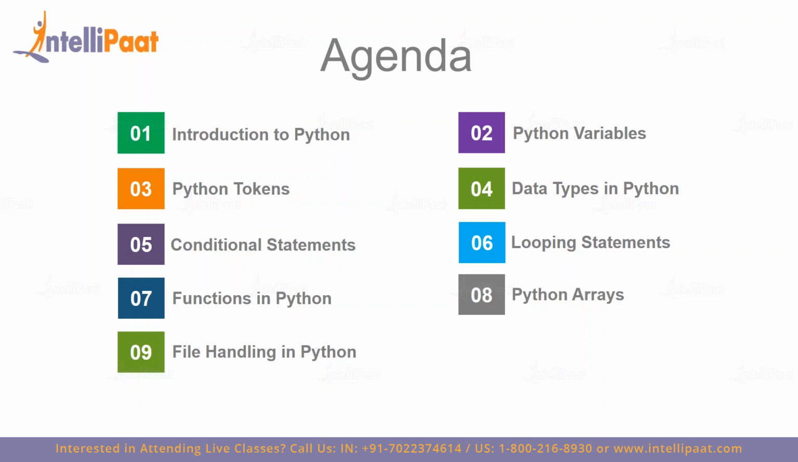Then we'll take a look at data types in Python. Then we'll take a look at conditional statements. How do you make decisions based on a certain condition? Then we'll take a look at looping statements. How do you perform some task multiple times? Then we'll take a look at Python functions, which are basically a way for us to abstract some of our code away, and we'll take a look at how to do that. Then we'll take a look at arrays, which allow us to store multiple data elements in one form. And finally, we'll take a look at how to handle file operations using Python. So let's take a look at them.